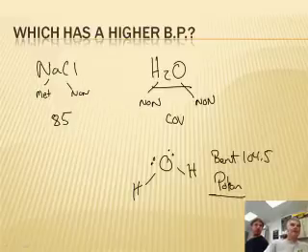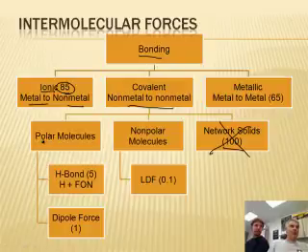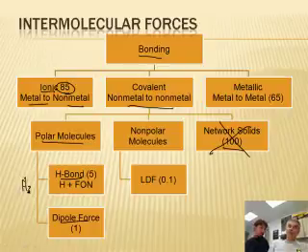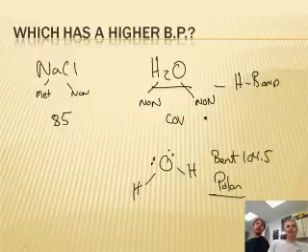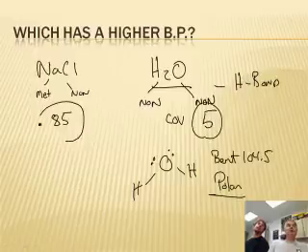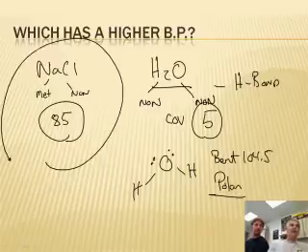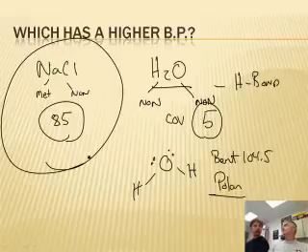So if water is polar, now we go to the left column over here. It's either a hydrogen bond or a dipole force. Water has hydrogen, and it has O and H. Hydrogen bond. So it's held together by a hydrogen bond, and hydrogen bonds have a value of 5. Which one is bigger, 85 or 5? 85 is bigger. The higher number has a higher boiling point. So the one with the higher boiling point is sodium chloride. That was easy.